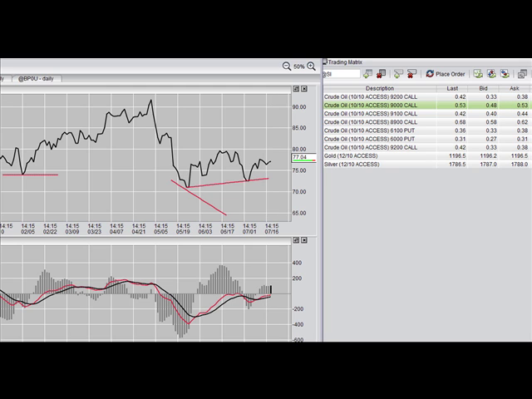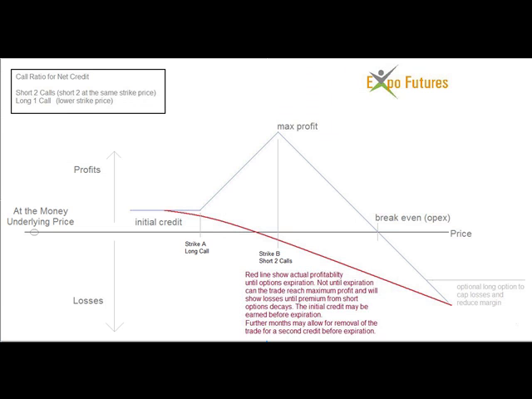What makes sense? Okay, so let's go back to our diagram. What I'm showing you here is a call ratio for a net credit. This is a risk profile of this trade where instead of just shorting one call, like selling the 90 on crude oil because it's in the 77s, we're going to sell two of them. We're going to use the extra premium to buy a call for protection.